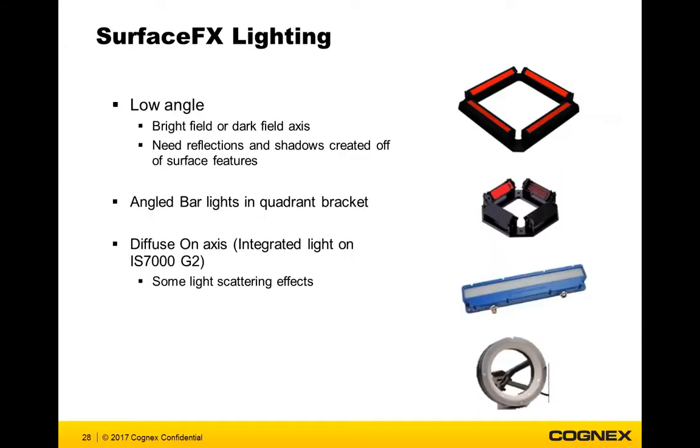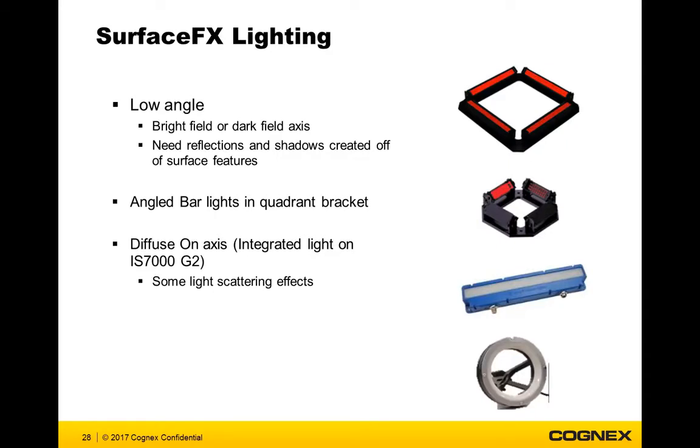So let's talk about lighting for a little bit. So the lighting, as I mentioned before, is low angle. You saw from that diagram from the beginning that it's just a low angle directional lighting, and that's what we need. It can be bright field or dark field. What you need to do, the name of this game, is to create the reflections and shadows so they can bounce off those surface features.